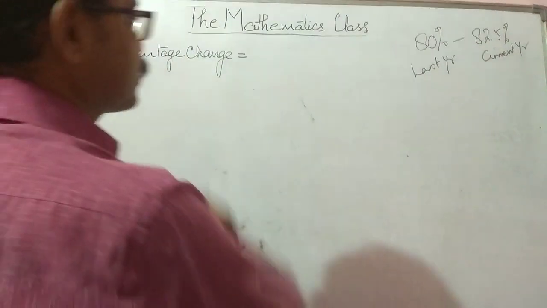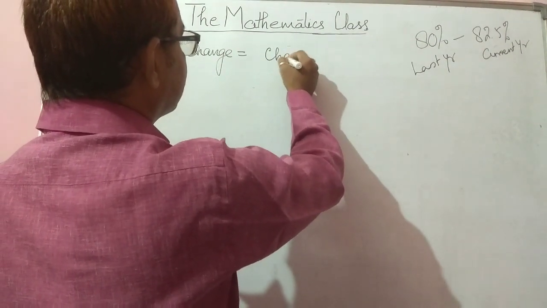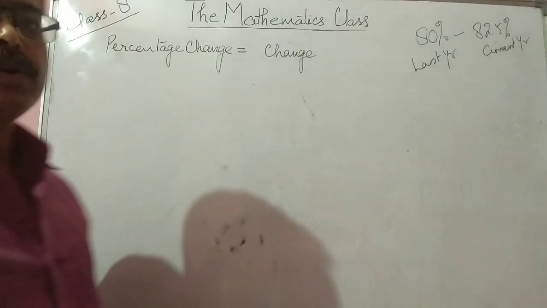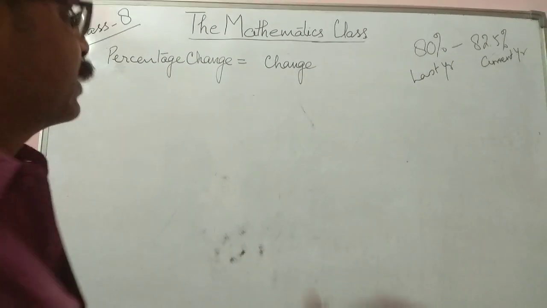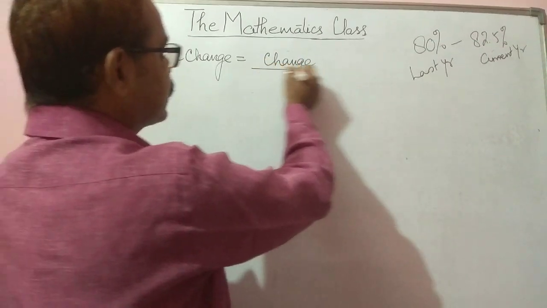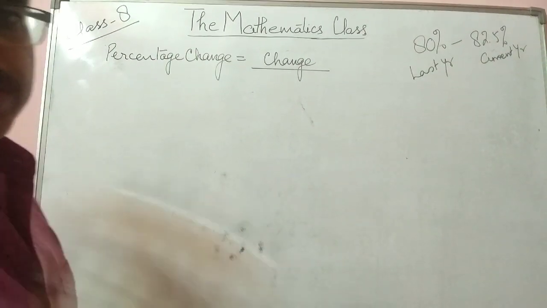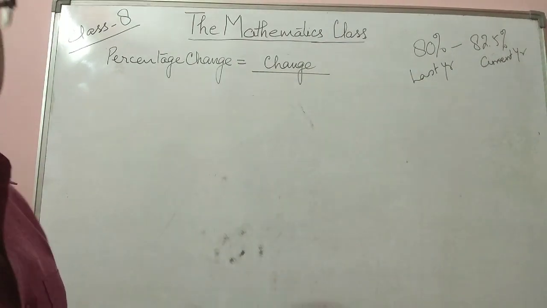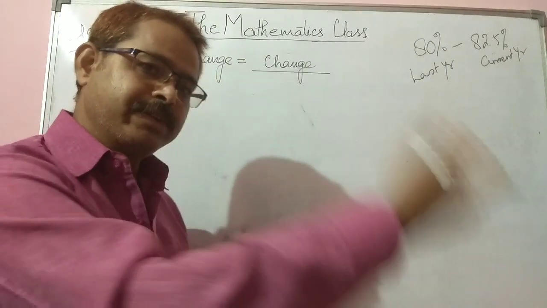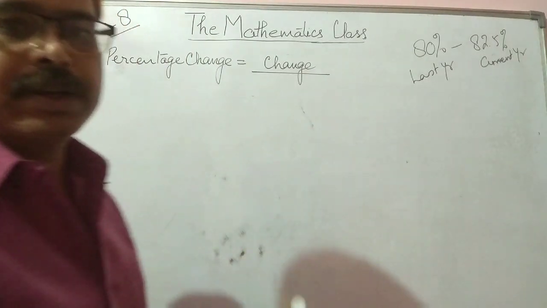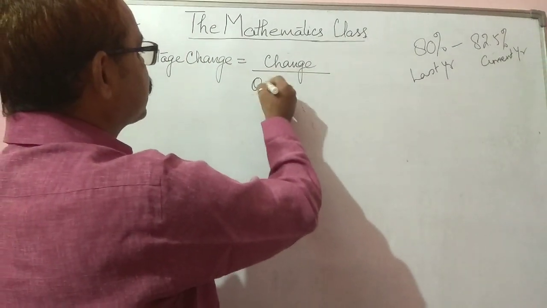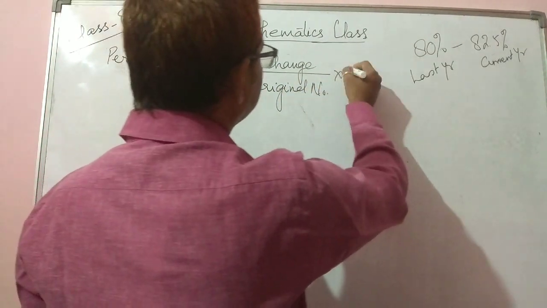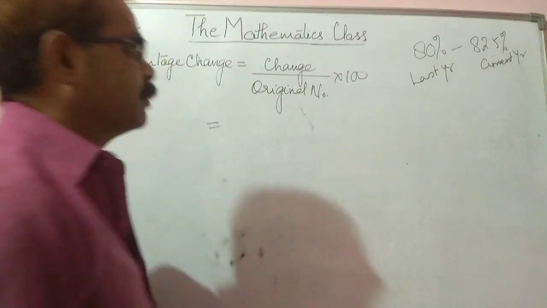So what is the formula for percentage change? It is change upon the original number, times 100. Change can be either positive or negative, meaning an increase or a decrease, which is why I have written change. Change has two meanings: it can be an increment, or a decrease from the original value. Either it is an increase or a decrease in the previous value, divided by the original number, and then multiplied by 100.